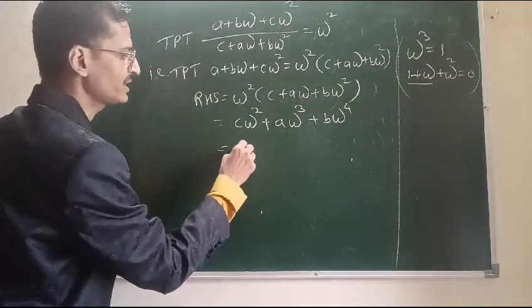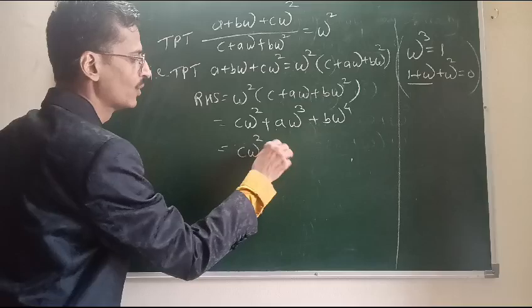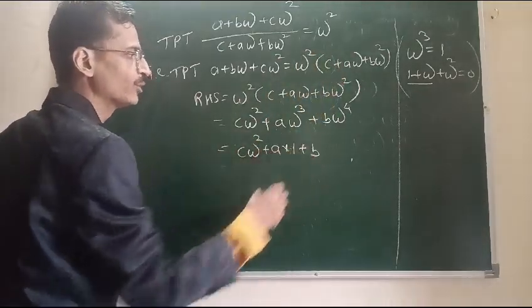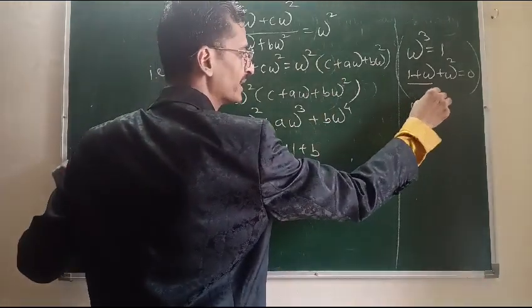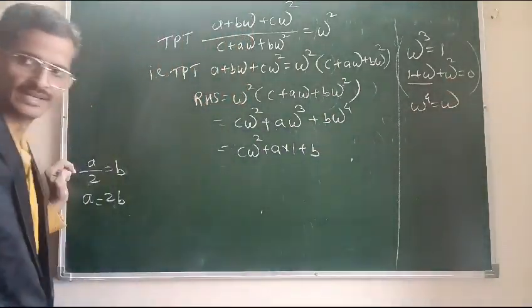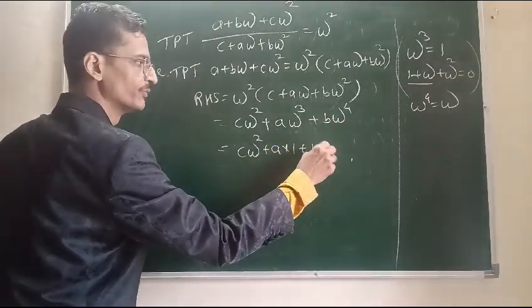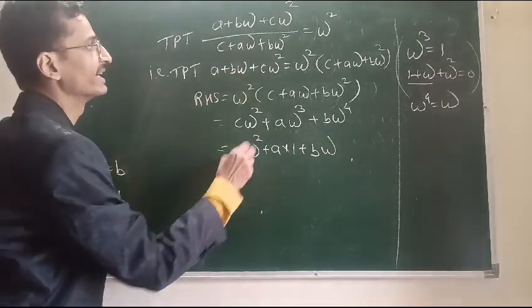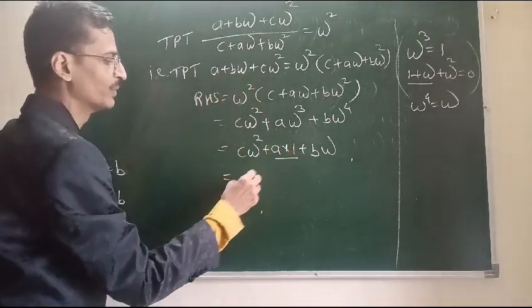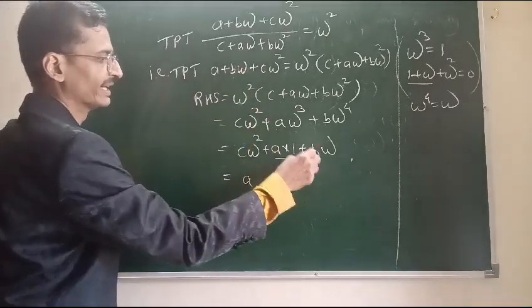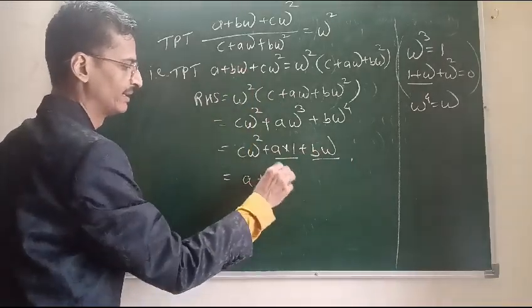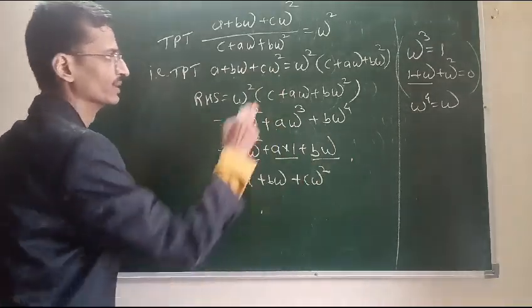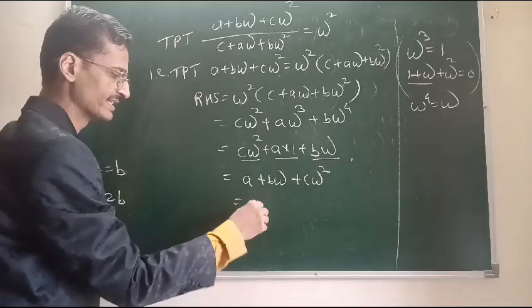Now C omega square, same. Omega cube, we know that omega cube is 1. And omega raised to 4 is what? The property is omega raised to 4 is omega. So you can write here omega raised to 4 as omega, and in bracket write that reason. Now check this. What we want: A. A into 1 is A. Next we want B omega. This is plus B omega. Plus we want C omega square. That is also here. So this is our LHS.